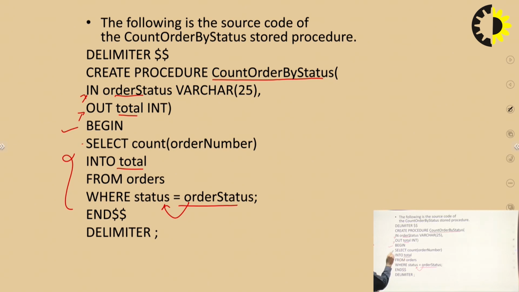Here you can see this is the important part. We have select count, which is a function, and we are passing the order number here. It will count the total number of orders and store it in the variable total. It uses the table orders, where one of the columns is status, and this is the order status that you are passing as a parameter to this procedure.